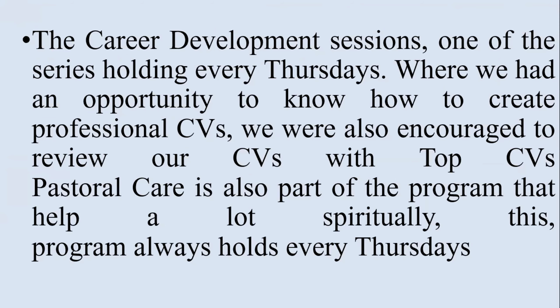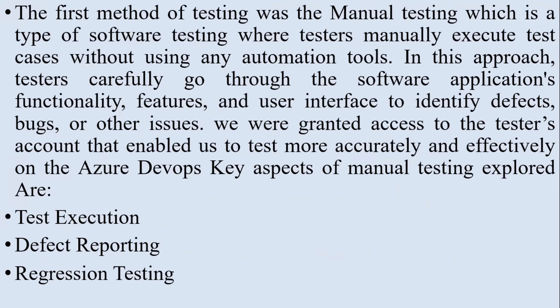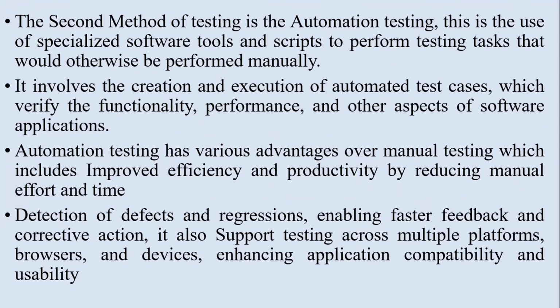The first method of testing was manual testing, which is the type of software testing where testers manually execute test cases without using any automation tools. So we have the manual exploring, the test execution, different reports, and integration testing. Then the second one is automation testing, whereby you do it with automation.